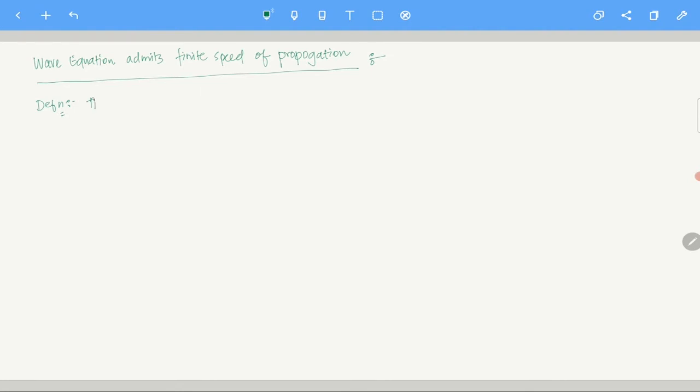A PDE, so you see, it has nothing to do with the wave equation. I mean, the definition has nothing to do specifically with the wave equation. This holds for heat also, wave also, or any other equation, right? A PDE, evolution equation, of course. So basically, given an evolution equation, this is the definition. So we are talking about an evolution equation. An evolution equation is an equation which depends on time.